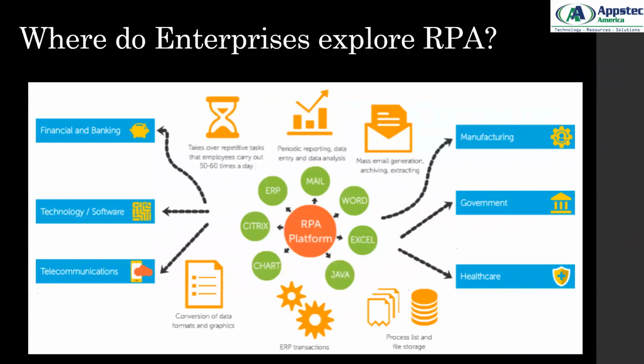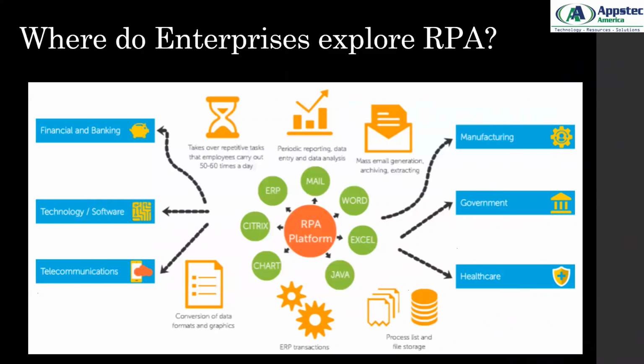If you see at the very core of the diagram, the circle in orange refers to the RPA platform. Around it is a circle of activities, domains, or applications in green. An RPA platform is generally implemented on a process that deals with many applications, if your processes involve emails, Word, Excel, Java, charts, Citrix.